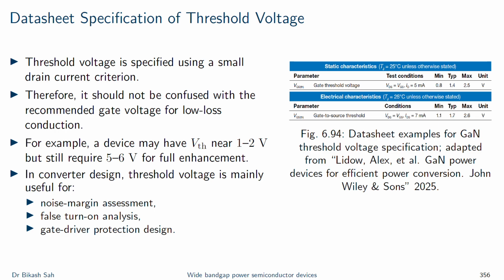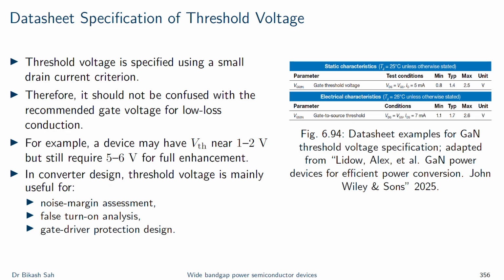A datasheet threshold is measured at a very small current criterion. It tells us when the device begins to conduct. It does not tell us the gate voltage required for efficient power conduction. This distinction is essential. A GaN transistor may have a threshold near 1.5 volts but require 5 to 6 volts for full enhancement. This is exactly what is mentioned in this datasheet snapshot also. The threshold voltage is useful for assessing noise margin, fast turn-on risk, and the gate diode protection. It is not a conduction loss design value.